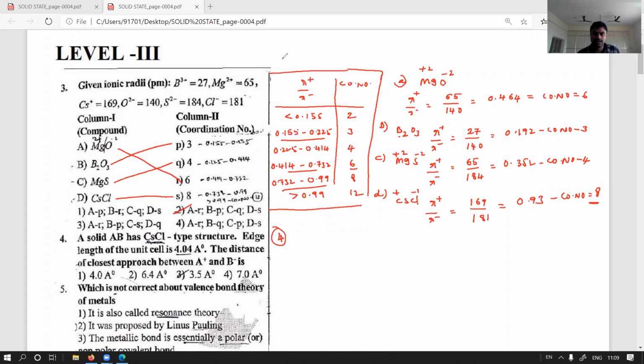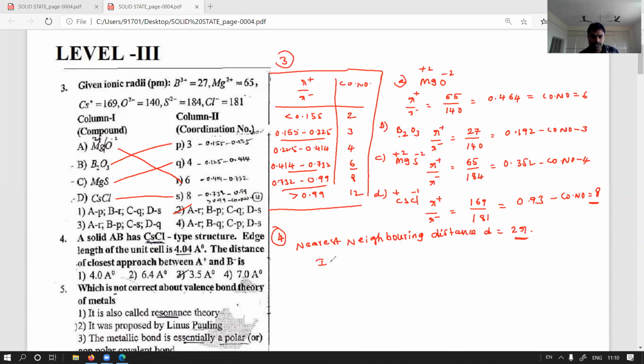This is the third question. Next, fourth question. A solid AB has a cesium chloride structure. The edge length is 4.04 angstroms. The distance of closest approach, that is nothing but the nearest neighboring distance, D, is always equal to 2R. That value we have to find out.